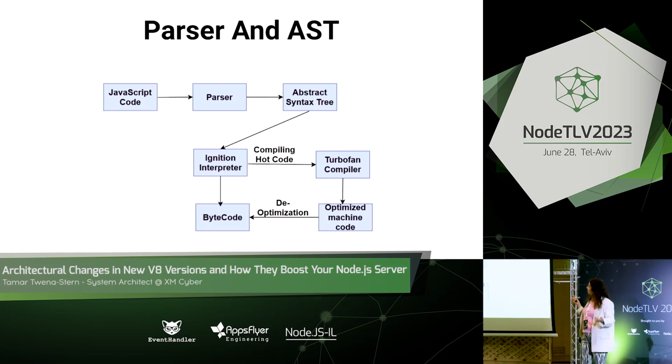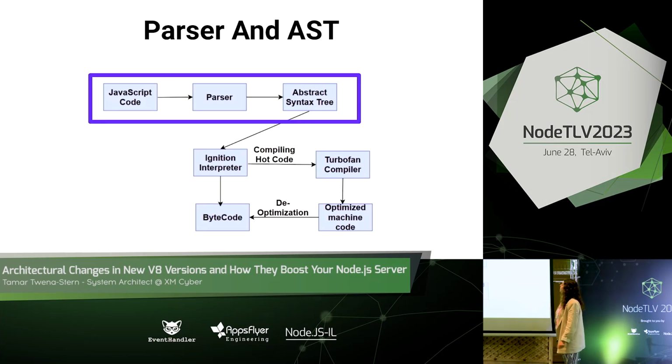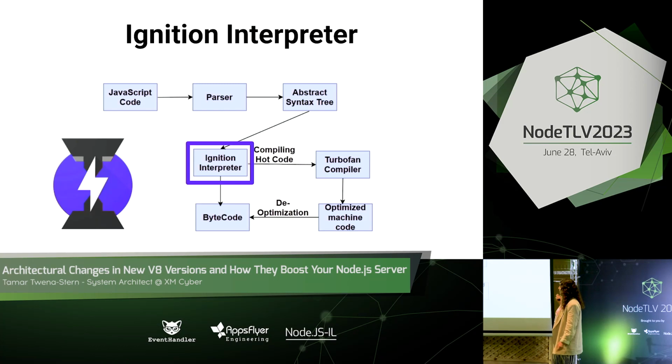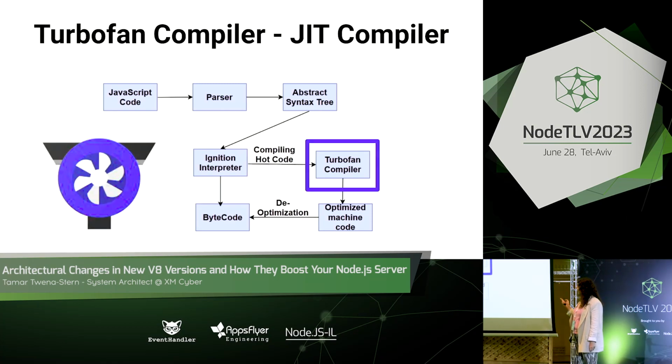Let's first talk about the parser and the AST. We have our JavaScript code. The JavaScript code is sent to a parser. The parser parses it into tokens, and from those tokens, we build an AST, an abstract syntax tree. Now let's talk about the Ignition interpreter, which is a very important component in that pipeline. The Ignition interpreter takes the output of the AST line by line and parses it into bytecode.